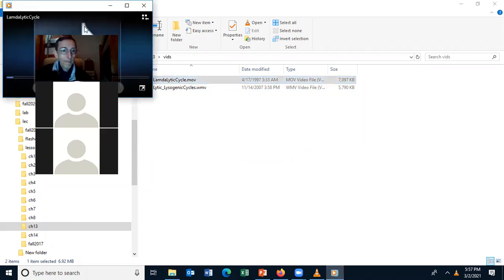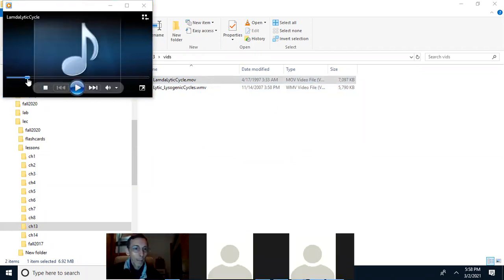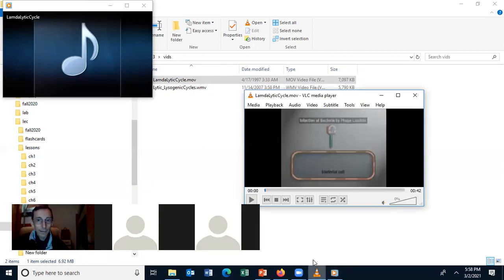First, the phage particles stick to the surface of the bacterial cell. They bind to And where's the other one? There we go.